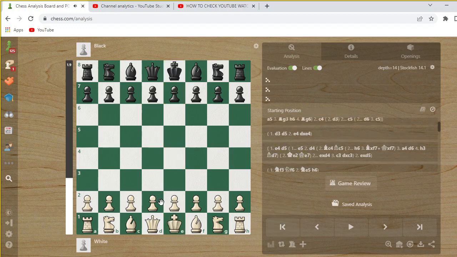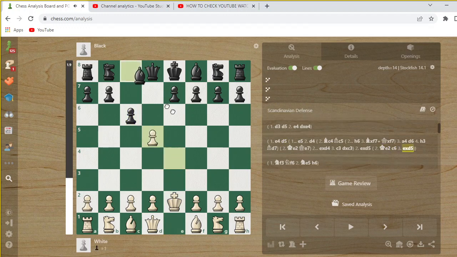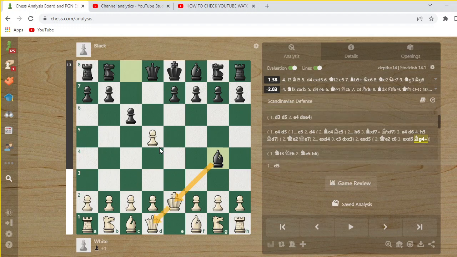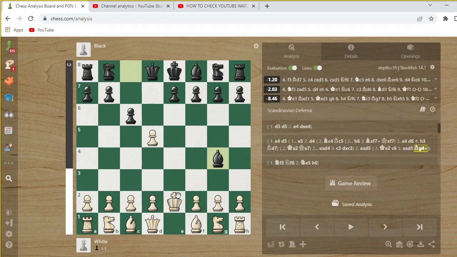Okay, so a check is when the king is being attacked. So let's say this king moved up and we got this, this, this, and then this. So this is a check. This is a check because you're threatening to take the king, right? If you attack the king, it's a check.